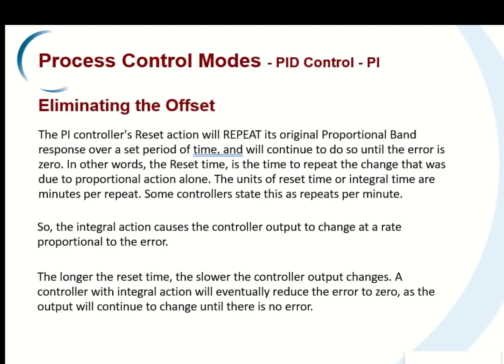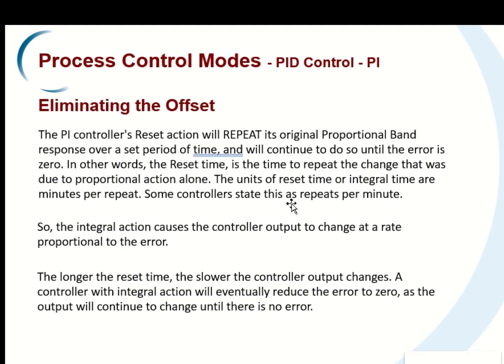So I is eliminating the offset which is created by the proportional one. We have to understand this one. The PI controller reset will repeat its original proportional band response over a set period of time and will continue to do so until error is zero. In other words, the reset time is the time to repeat the change that was due to the proportional action alone. The units of reset time or the integral time are minutes per repeat.